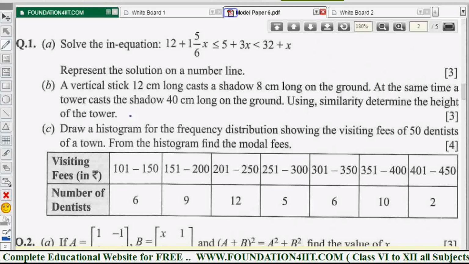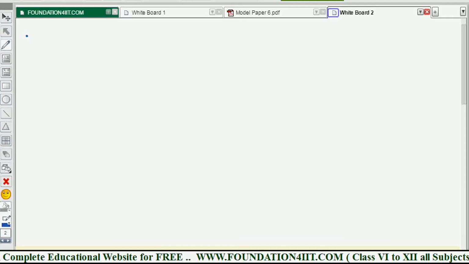In this second one, a vertical stick 12 centimeters long casts a shadow 8 centimeters long on the ground. At the same time, a tower casts a shadow 40 centimeters long on the ground. Using similarity, determine the height of the tower. Similarity property will apply. Let me take the given data.